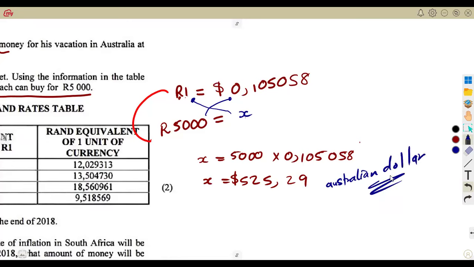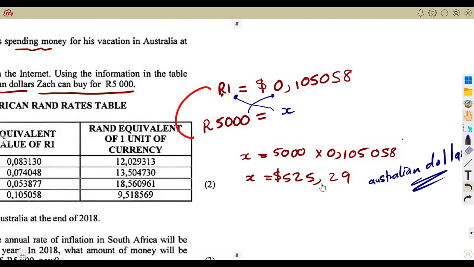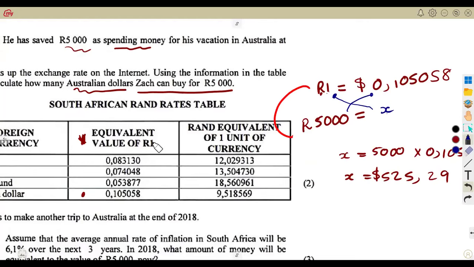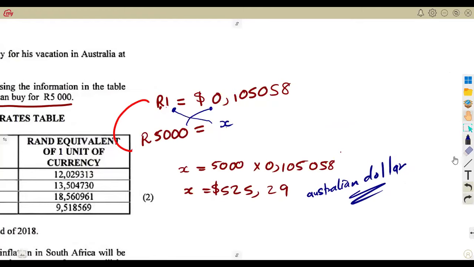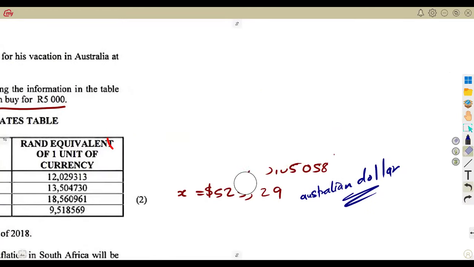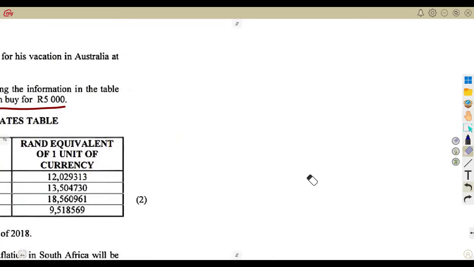Okay, which is the equivalent of the Australian dollar, as we are given. So we worked with the equivalent value of 1 rand. Okay, let's use this part and see how to interpret it. What does it mean if we interpret from this side? The rand equivalent of 1 unit of currency. Take note: the rand equivalent of 1 unit of currency.